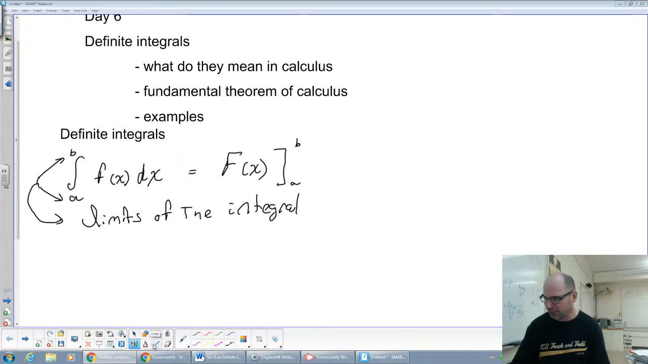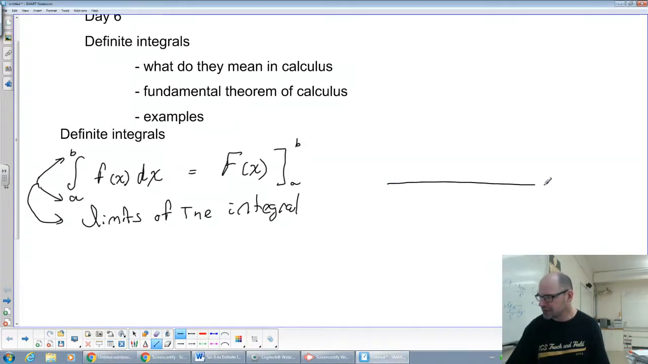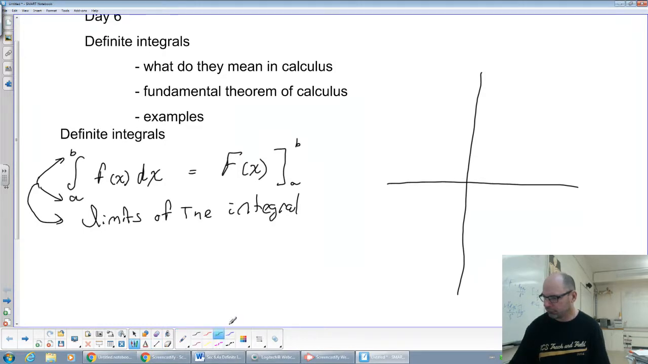So if we had a little graph of a curve, well, we better keep it above the axis, make it a little easier. Let's just make it an easy one. Say that it hits right there.